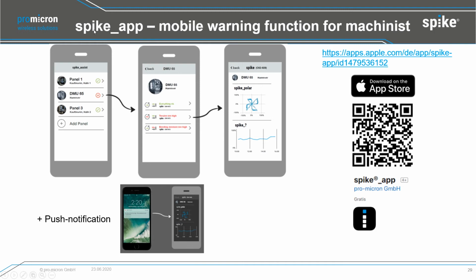This is a quick view again into the Spike app, the mobile warning function for the machinist. You can download the app for free. If you are running the Spike Assist system on your machine, or even on several machines, you can scan several systems and even several tool holders on that machine. And here you will see the different alerts which we have reached, and you can even click on it and open the last minute of that process, and you can see why you reached that limit, why this alert has been happening.